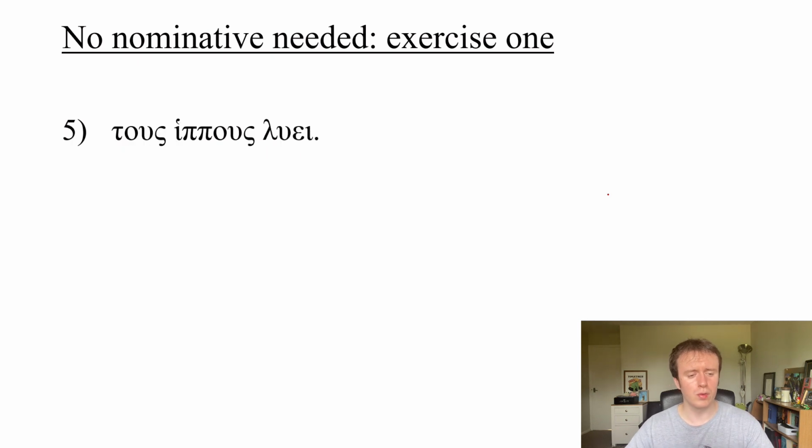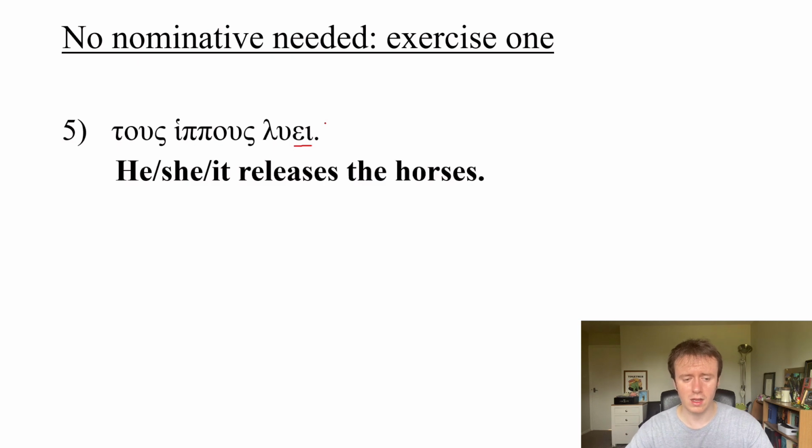Finally, number 5 was tous hippous luei. We know that luo is the verb to release, but here it ends in ei. And we don't have any nominative noun or pronoun. So here, in isolation, we need to say, he, she, it releases the horses. You could have said, he releases the horses, or she releases the horses. As I said, those are acceptable translations as well. But I do like to list all of the possibilities when you're given a sentence without any context.